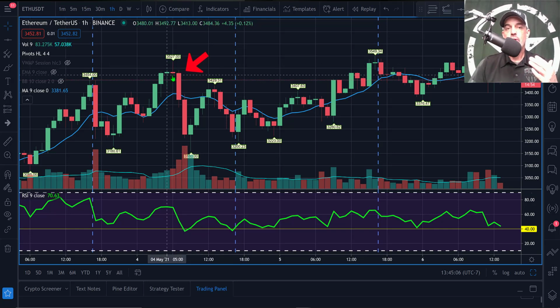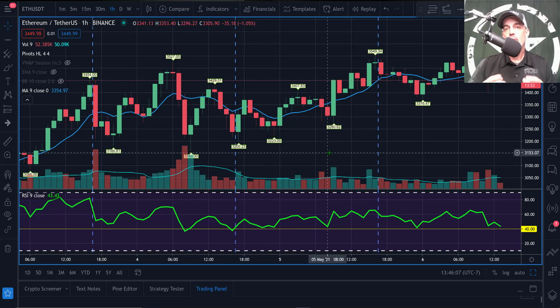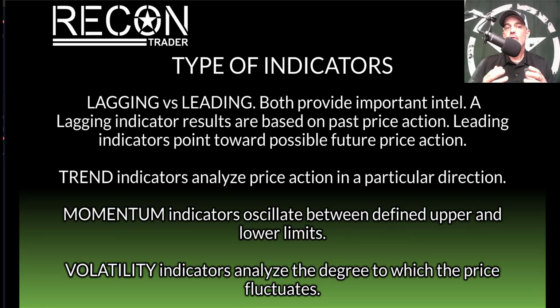For example, these 3 red candles are basically a sell-off in the price. And you can see the 3 red volume bars building up, confirming the strength of this actual sell-off as a trend. And so with that being said, volume can be a very strong indicator and is often overlooked when doing technical analysis. Now, some other types of indicators include lagging versus leading.